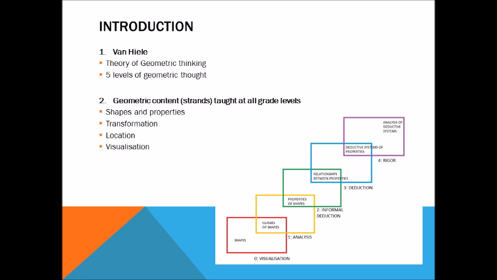As you can see from the diagram, the 5 levels consist of visualization, analysis, informal deduction, deduction, and rigor. In primary education, we are most concerned with the levels 0 through 2. In order to proceed from one level to the next, students must understand the content of the previous level.